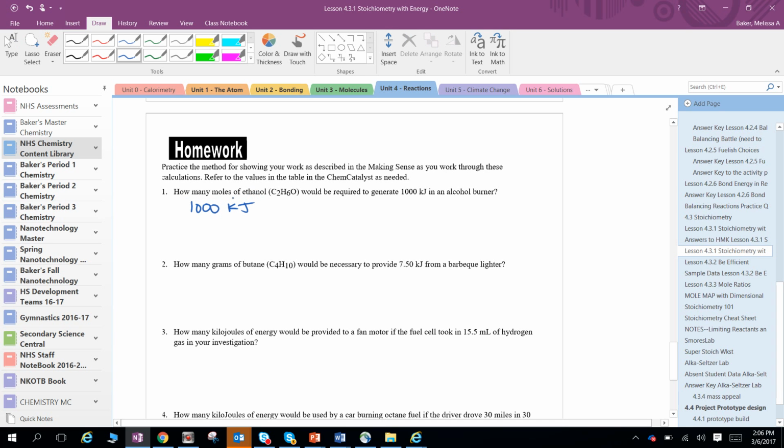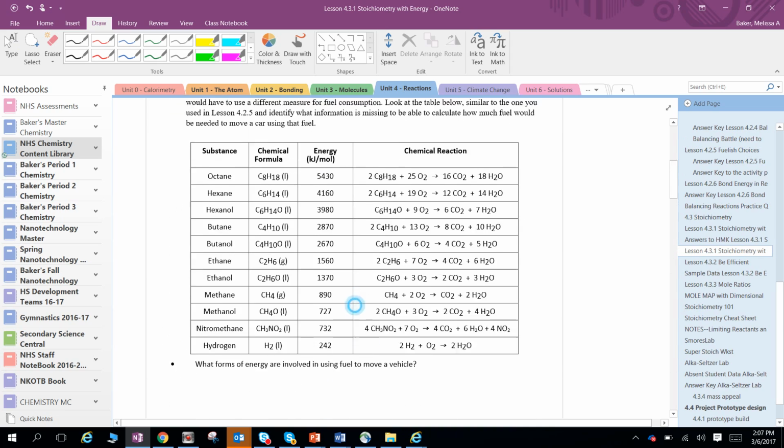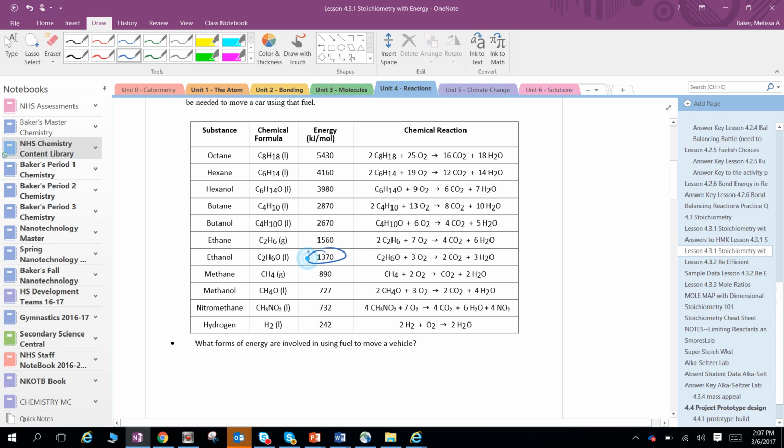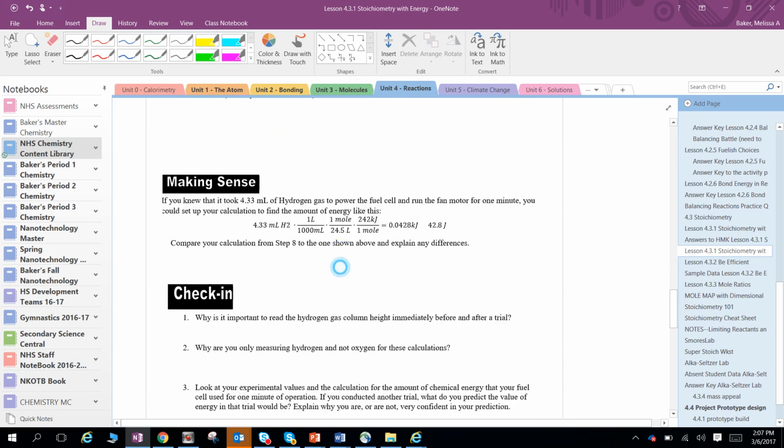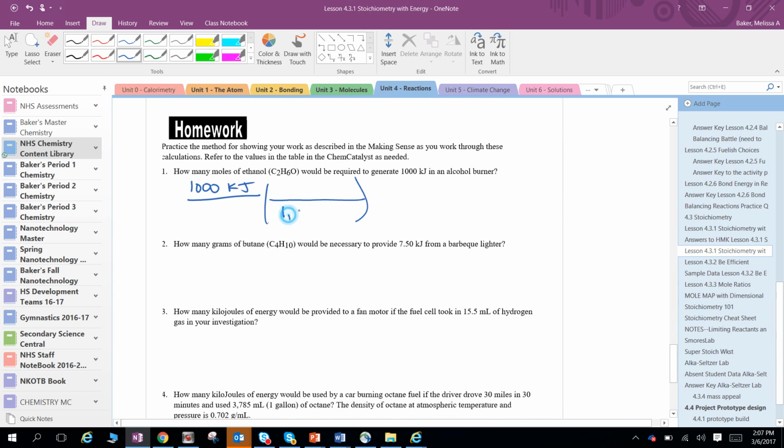Well, it's a great idea to always start by writing what you know, 1,000 kilojoules. And we want to figure out moles. So is there a conversion that we know already about ethanol that tells us how much energy per mole ethanol gives off? If we scroll up to the top, it says here that ethanol releases 1,370 kilojoules per mole. So for every 1,370 kilojoules released, that was 1 mole.